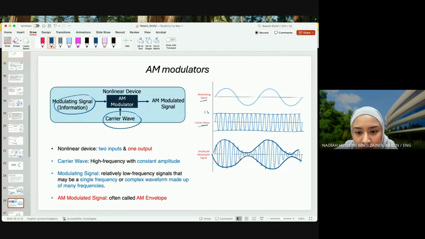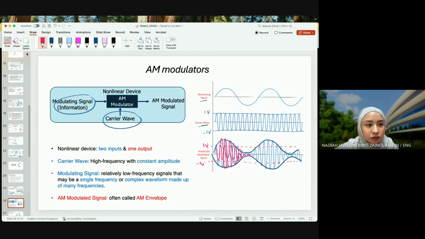Let's say this is 1 volt and this is -1 volt. The midpoint for your message signal is here. This is where the carrier is supposed to be, but because it is modulated, it is becoming higher and sometimes lower.